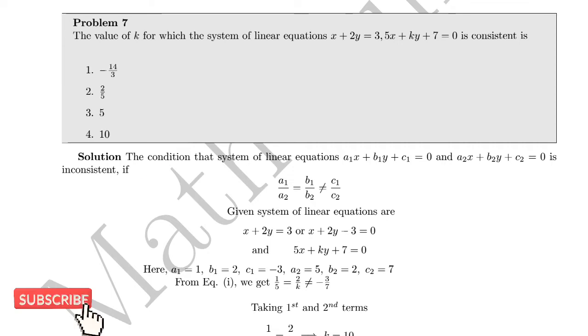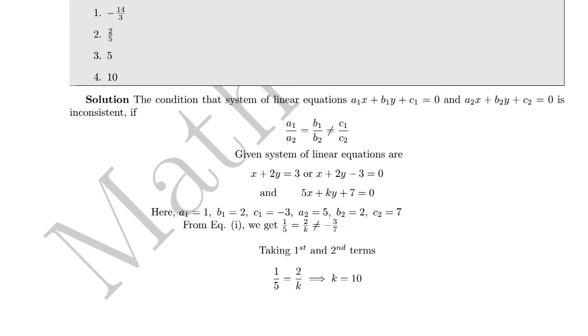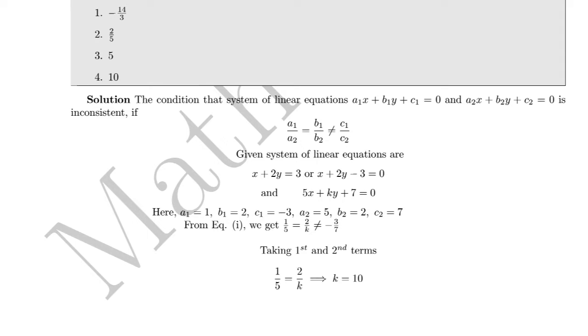Let's see the solution. Consider the system of linear equations a1x plus b1y plus c1 is equal to 0 and a2x plus b2y plus c2 is equal to 0. The condition for this system of linear equations to be inconsistent is a1 upon a2 is equal to b1 upon b2 is not equal to c1 upon c2. Let's check the values of a1 and a2, b1 and b2, and c1 and c2.